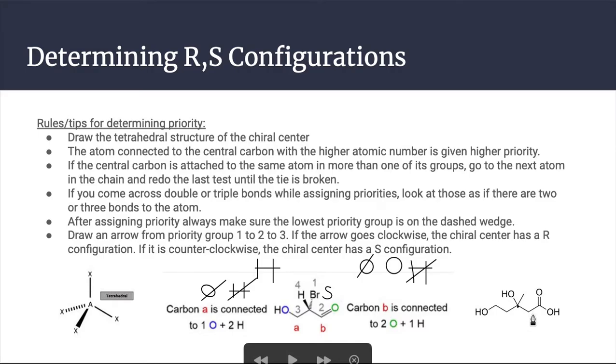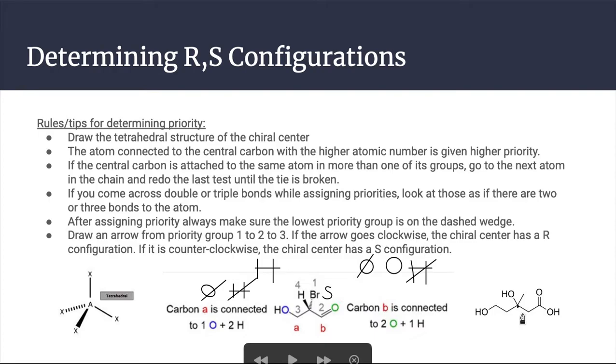Then we go over here, and there's again 2 hydrogens, so that's not it. And then I can go over here, and this one's not even in the tetrahedral structure because it's double bonded to an O, so that's not it. So there's only 1 chiral center here. So we found the chiral center. Great job, guys. So the next step is giving priority.